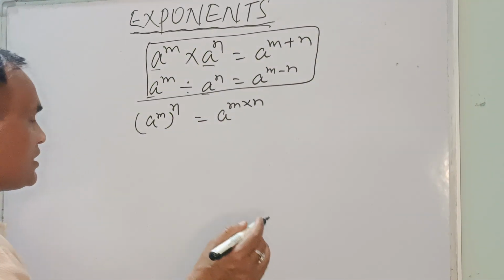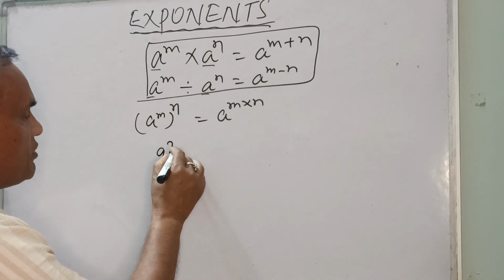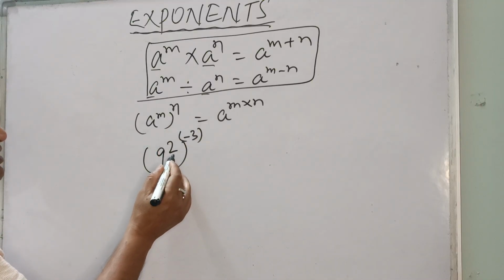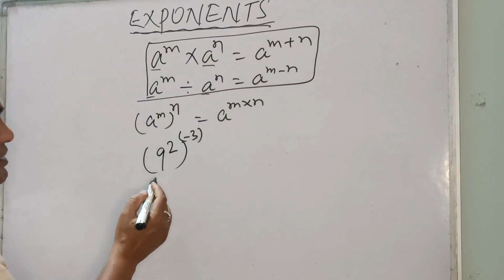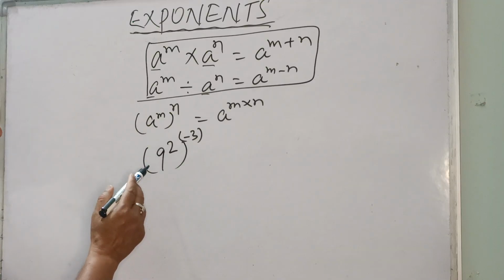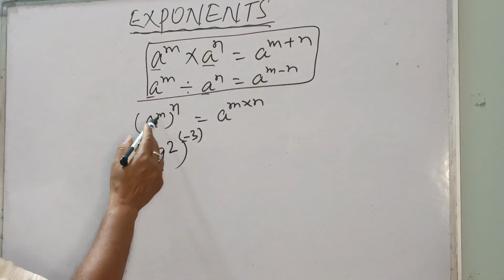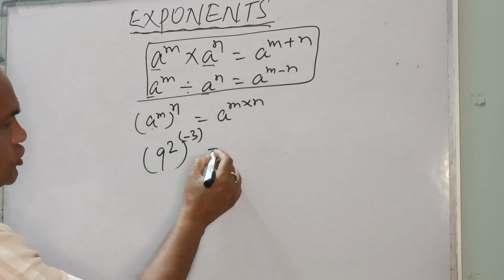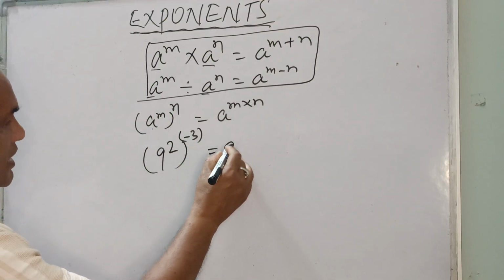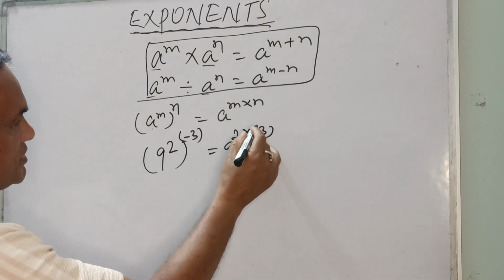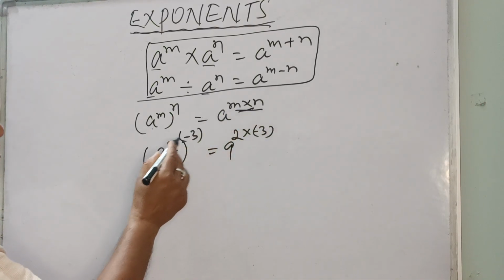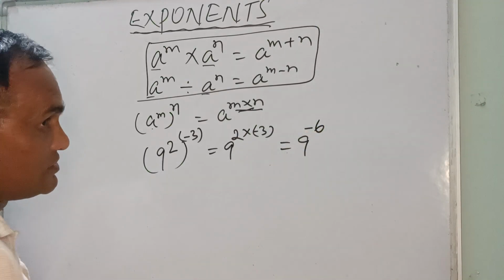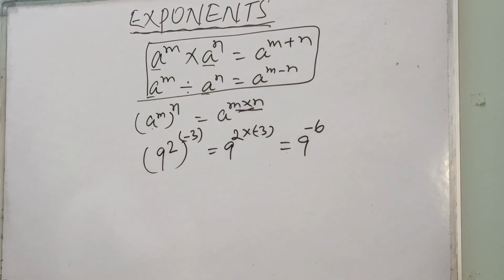How to solve this? Suppose you get 9 to the power 2, and then to the power minus 3. Now you see the same situation has arisen here. The base is 9, in place of m there is 2, and in place of n there is minus 3. So what does our rule say? 9 to the power 2 into minus 3, because m into n. In this case we multiply the powers, so we'll write 9 to the power minus 6.